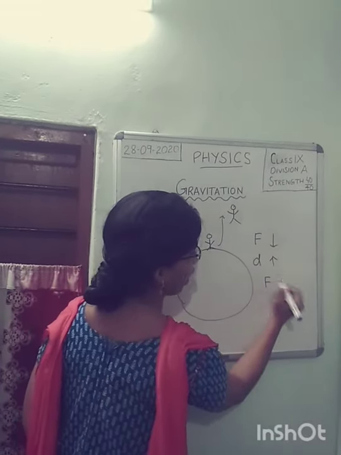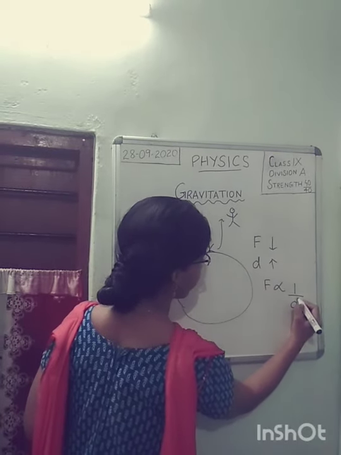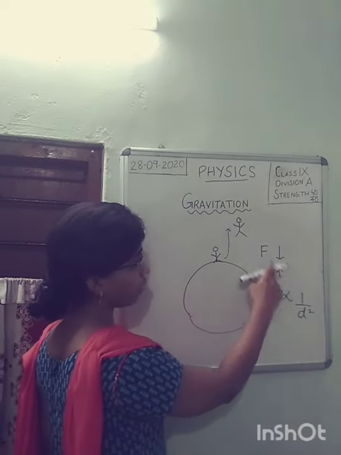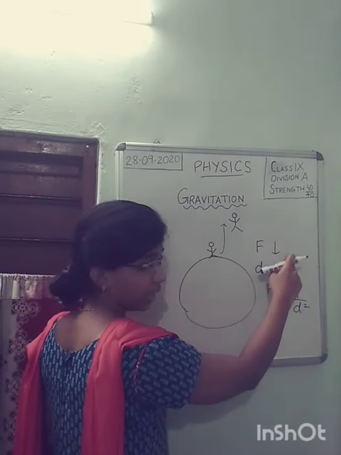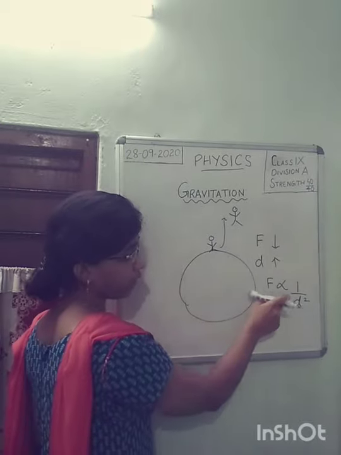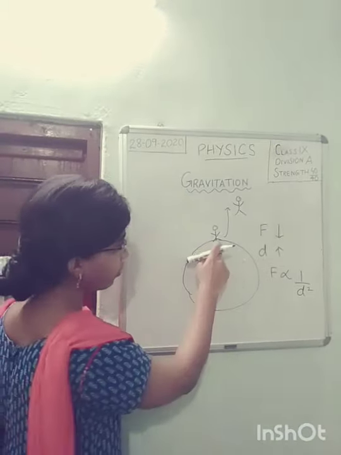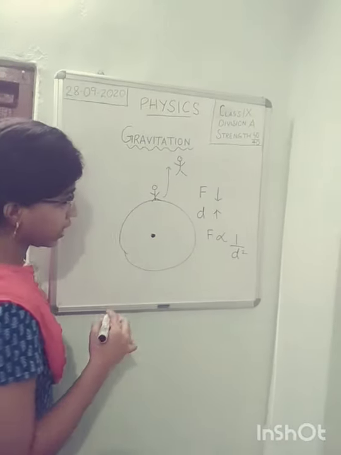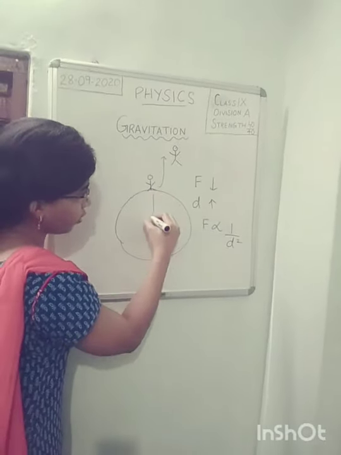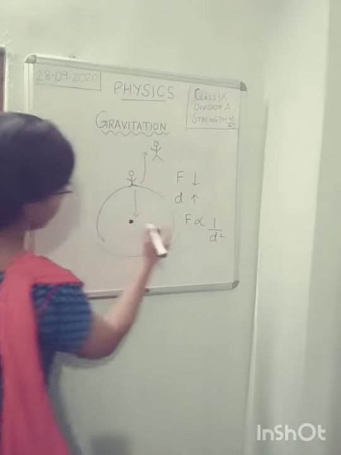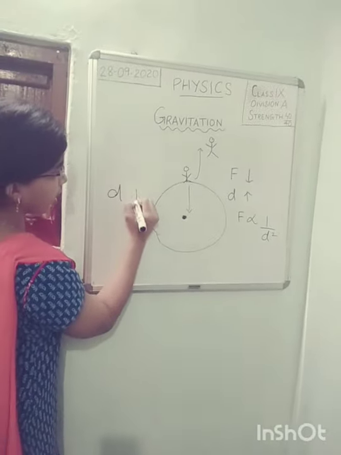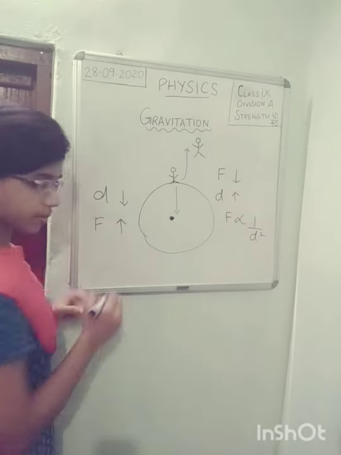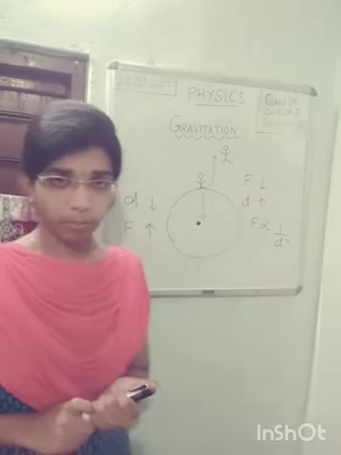As force of gravitation is inversely proportional to distance, we can say that as distance increases, the force of gravity decreases. They are inversely proportional. So what if the person goes to the center of the earth? Will the force of gravity increase? Definitely. As a man goes to the center of the earth, here distance d decreases, and hence the force of gravity will increase. So this was the answer for my questions.